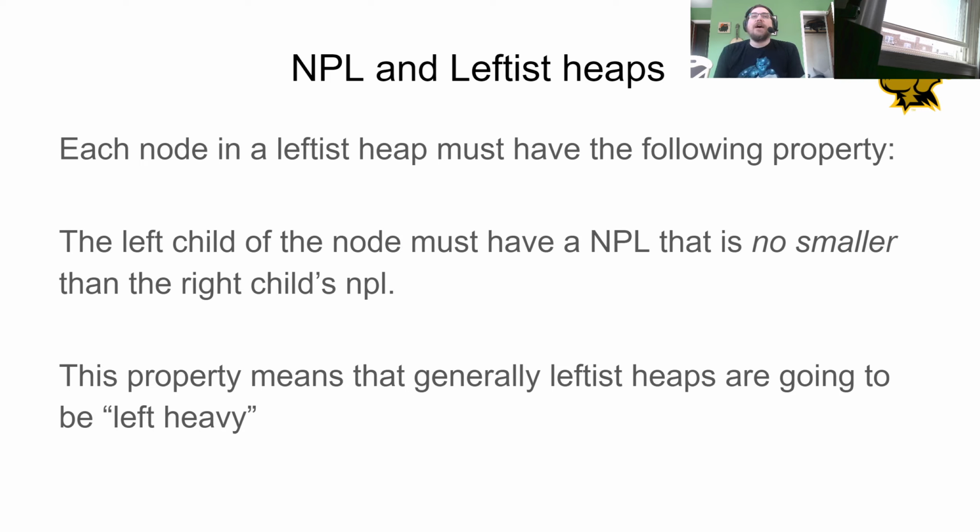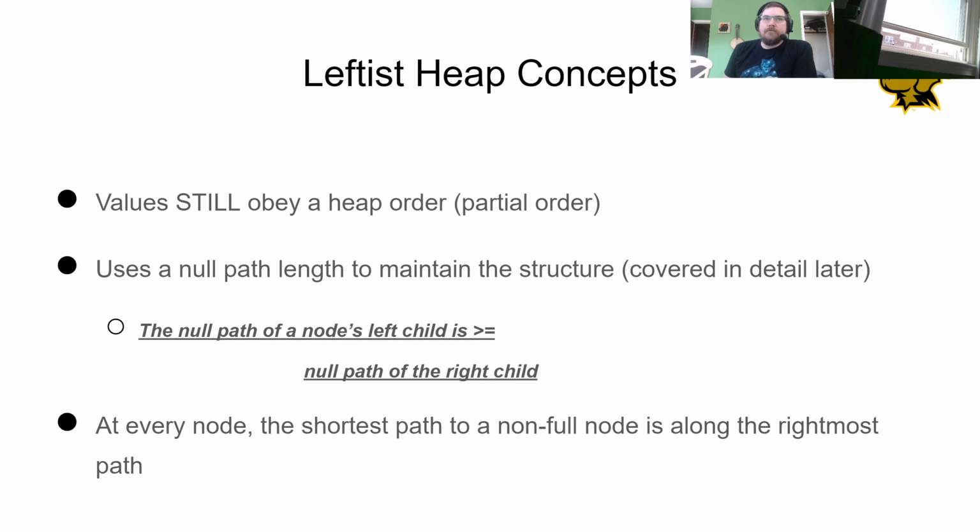The left child of a node must have a null path length that is no smaller, meaning greater than or equal to, the right child's null path length. So what that's going to mean is that our leftist heaps are going to sag down to the left. They're going to be longer generally on the left than they are on the right. So we've got the heap order, and we've got the null path length constraint.